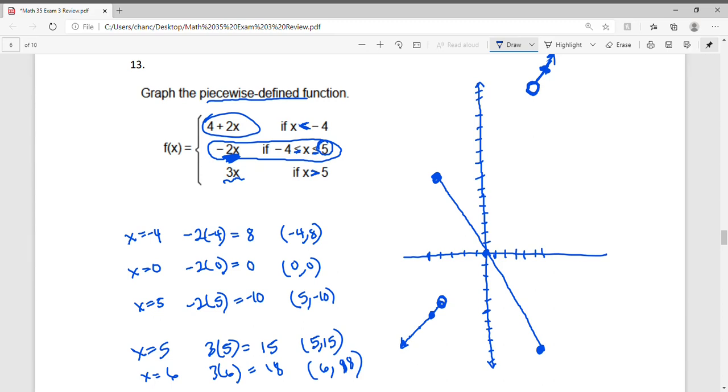So to do these piecewise defined functions, just plot some points and be careful at the endpoints. Sometimes they're open circles and sometimes they're closed circles. So just look at the inequality to figure out if they're open or closed.